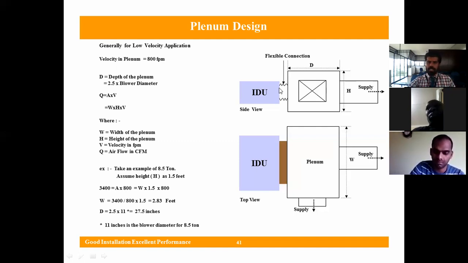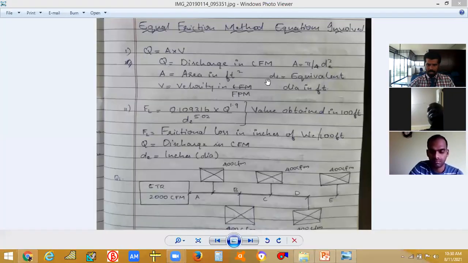The first equation is the same equation that we have used just now. Q is equal to A into V. I'll show you my notes. Q is the discharge in CFM. A is the area in feet square. V is the velocity in FPM. And A equal to pi by 4 D_E square, D suffix E, and D_E is the equivalent diameter in feet.